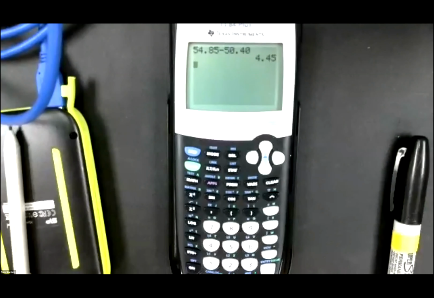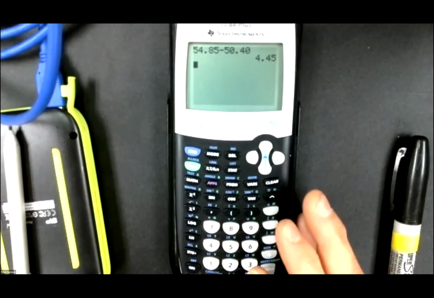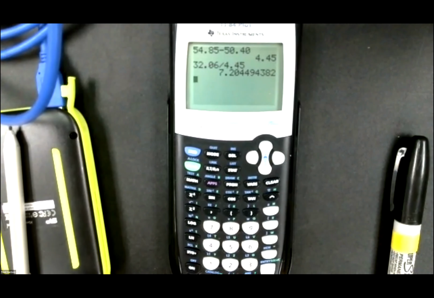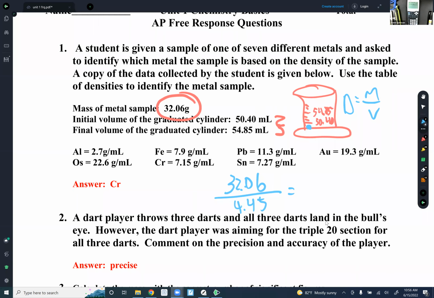Stop my sharing, go back to the other screen here. And so I've got a mass of 32.06 divided by 4.45, and what we get is 7.2. So what I need to do now is look at my chart of densities and see which one is the closest. Well, at 7.20, it's somewhere in between tin and chromium. But chromium is only off by 0.05, tin is off by 0.07. So what we are going to go with is our correct answer being chromium.